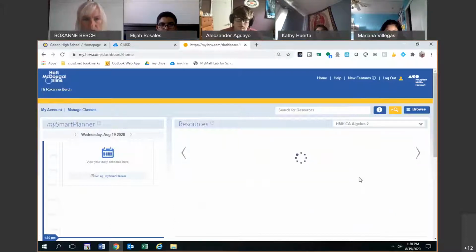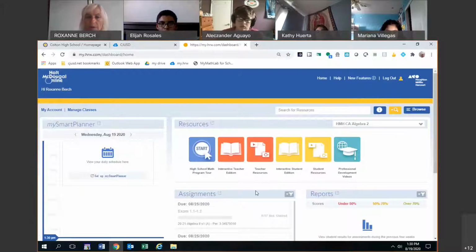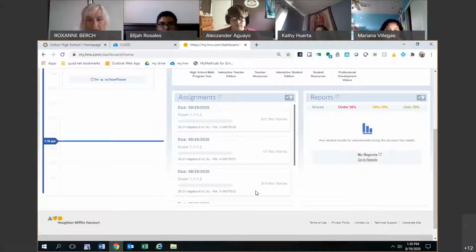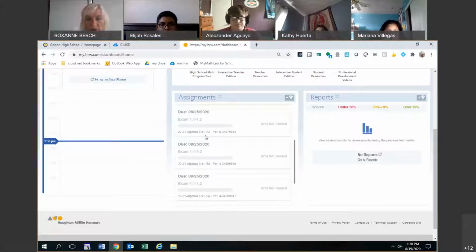Okay. So in my HRW, this is what you're going to see. So you see period 5 right here. So you're going to see period 5, and this is where you're going to take the exam. Now, the reason why you don't see it is because it hasn't been opened yet. So it will be open at 8 o'clock on Tuesday morning, and you will take the exam. So this is what it's going to look like when you get into my HRW.